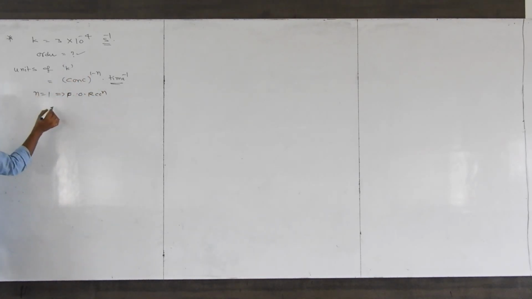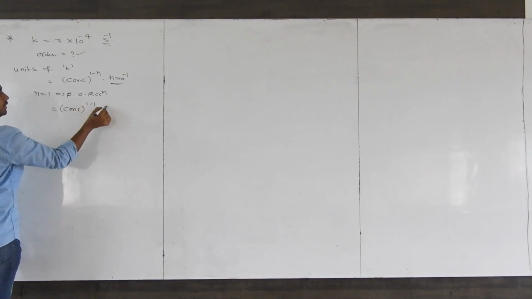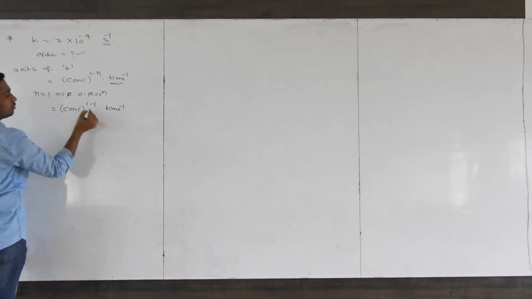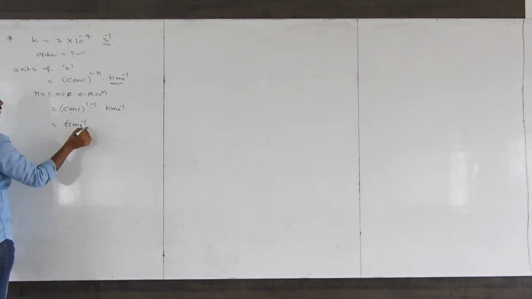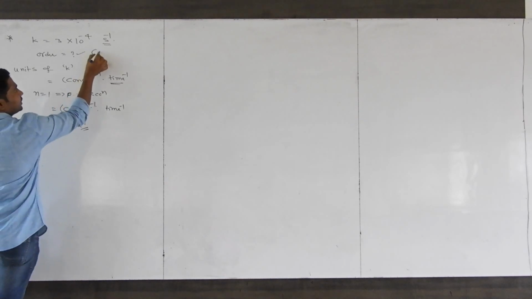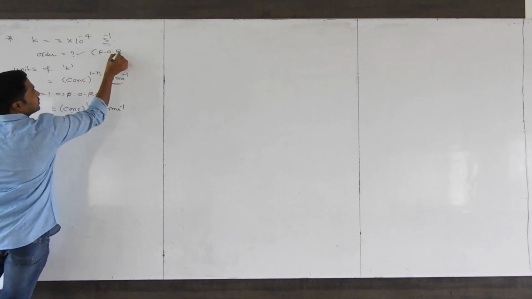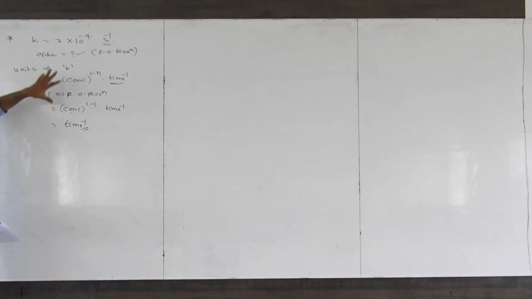Substituting in the previous formula, it is concentration power 1 minus 1 into time inverse. 1 minus 1 means 0, and anything power 0 is 1. So finally, the units for the first order reaction are time inverse, in seconds or minutes or hours. The given information is for which order reaction? First order reaction. Once you see the previous recorded class, you will get everything.